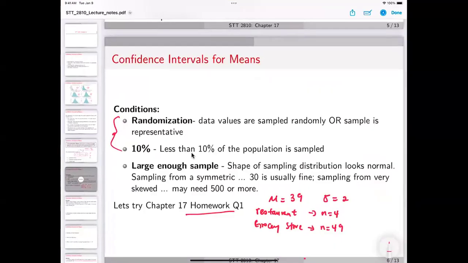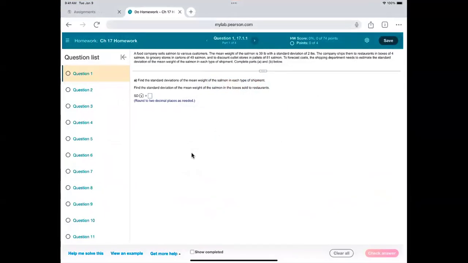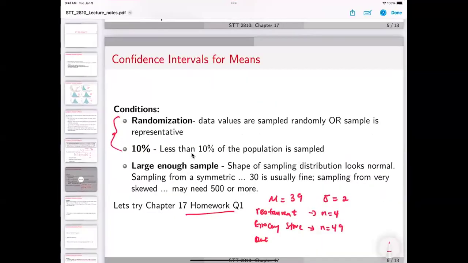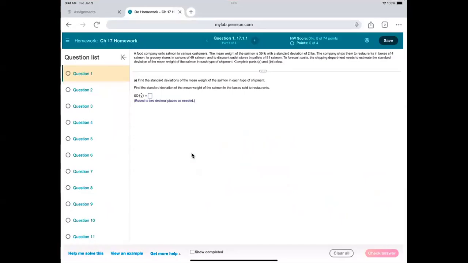So discount outlet stores. For discount outlet stores, n is 81.